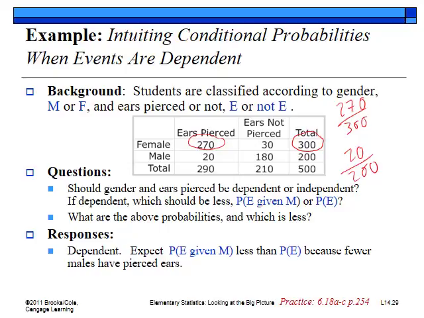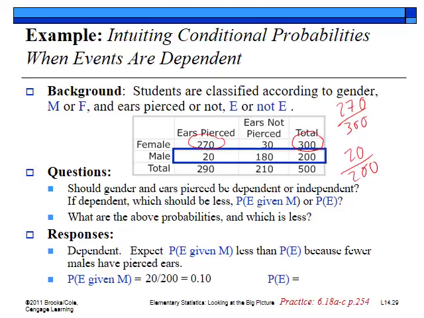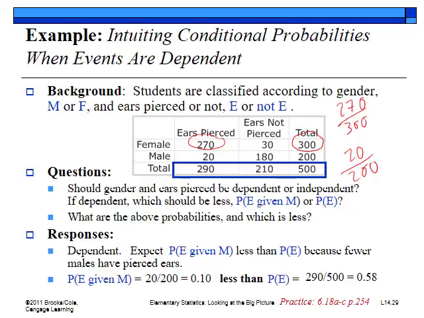Because so many fewer males have pierced ears, I would expect that the probability of having your ears pierced, given that you're a male, is less than the probability of having your ears pierced overall. And if we compute those probabilities, the probability of E given M, as we said before, is 20 over 200. The probability of having ears pierced in general, that means we're looking at the totals, that's 290 over 500, which is 0.58. Sure enough, the probability of E given M is quite a bit less than the probability of E.